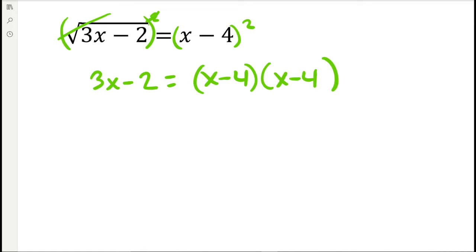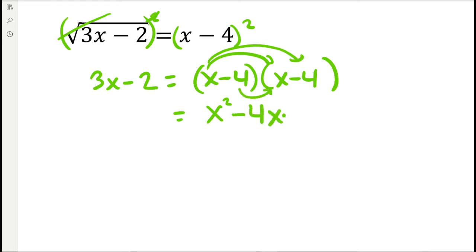So now we're going to do first, outer, inner, last. First, x times x is x squared. Outer, negative 4 times x is negative 4x. Inner, negative 4 times x is negative 4x. And last, negative 4 times negative 4 is positive 16. I'm going to go ahead and bring down the left side because we're not doing anything there.